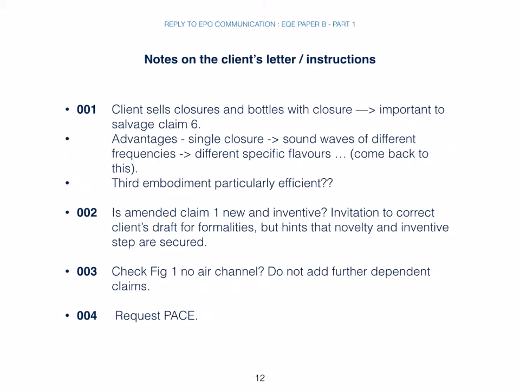And paragraph 4, clearly the client here is asking you to make a request for accelerated prosecution under the PACE program, and you will have to do this in the letter. Normally in paper B you would not request PACE if the client does not mention that acceleration is urgent, but here, as the client requested expressly, you must do it. Good. Let's now turn to the communication.